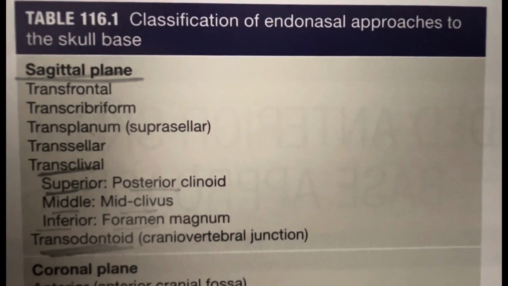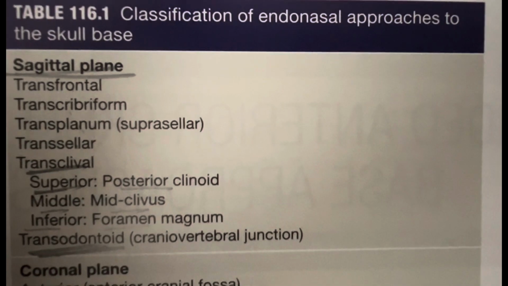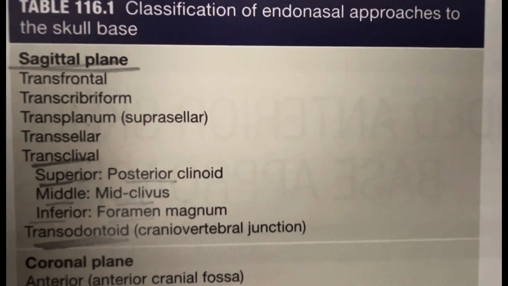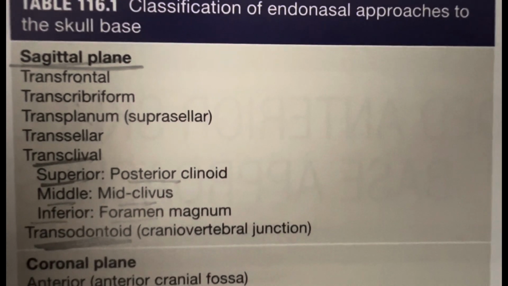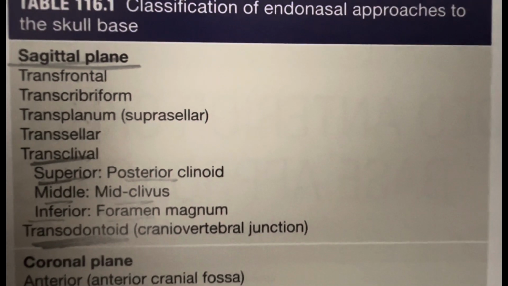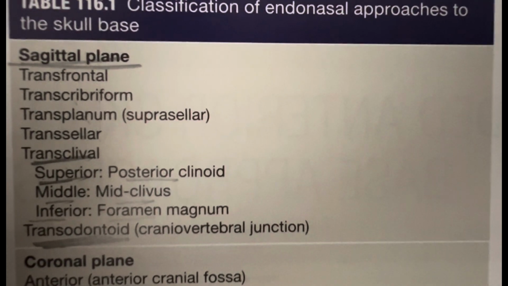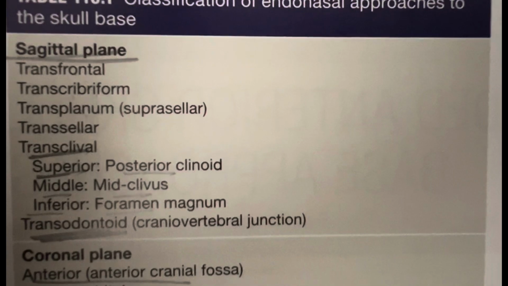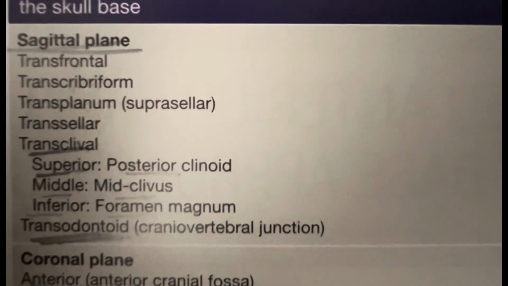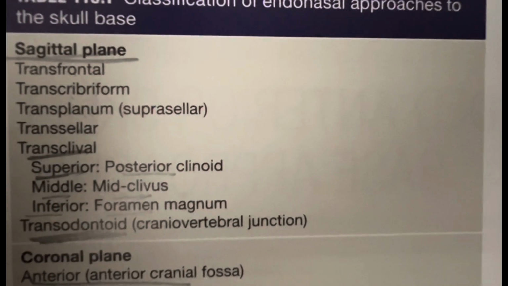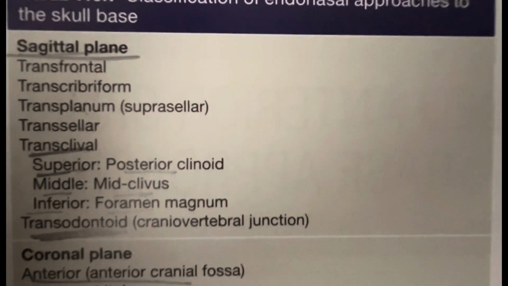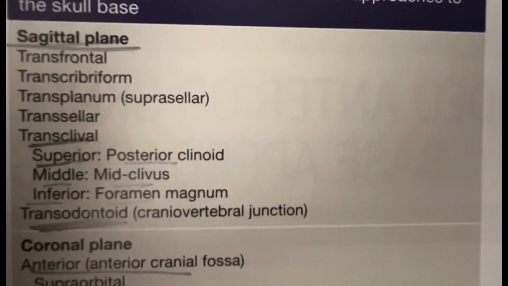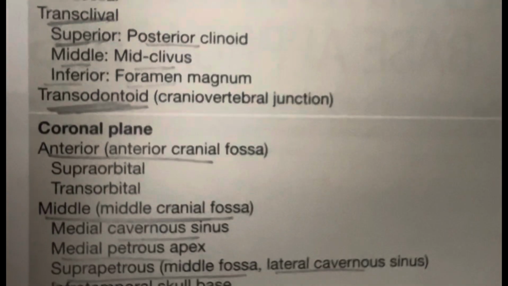Classification of endonasal approaches to the skull base in the sagittal plane, starting from anterior to posterior. The first approach is the transfrontal approach, second is the transcribriform approach, third is the transplanum approach, fourth is the transsellar approach, and fifth is the transclival approach. These are divided into superior, middle, or inferior clivus approaches. The last one is the transodontoid approach, that is the craniovertebral junction approach. These are the sagittal plane approaches.